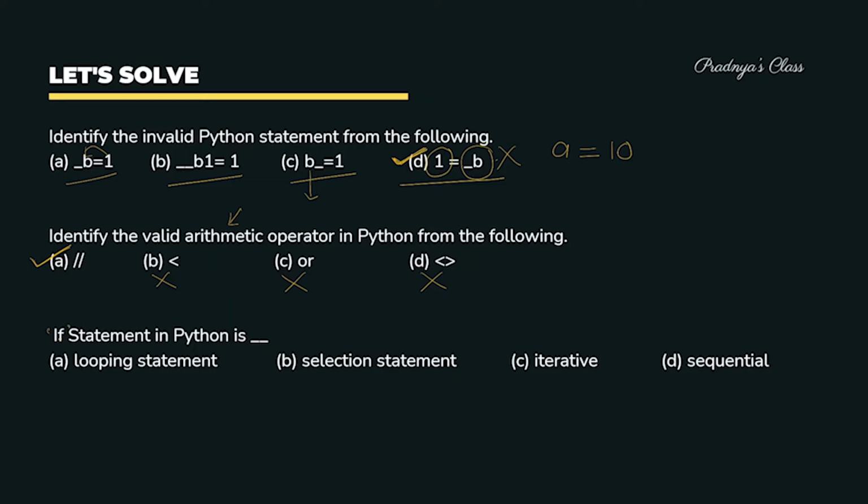If statement in Python is not a looping statement because there are only 2 loops, for and while. Yes, it is a selection statement because based on the condition, we select the statement to execute and which not to execute. This is not iterative. Iterative means looping. This is not a sequential statement also. Sequential statement means the program follows the normal flow of execution where all the statements get executed from the beginning to end. So the correct answer is B. It is a selection statement.